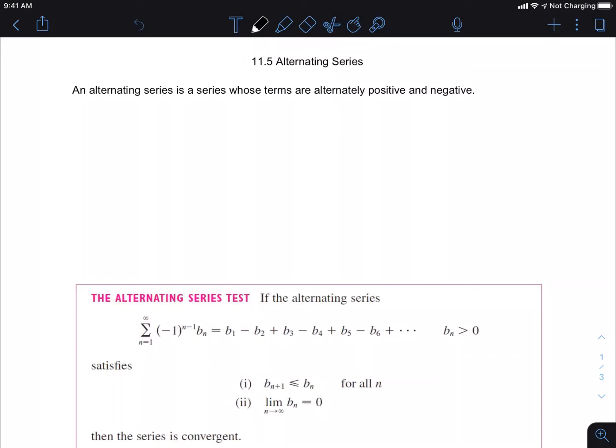Hello class, today we're going to go over 11.5 alternating series. And an alternating series is a series whose terms are alternating from positive to negative. So let me just show you a quick example.